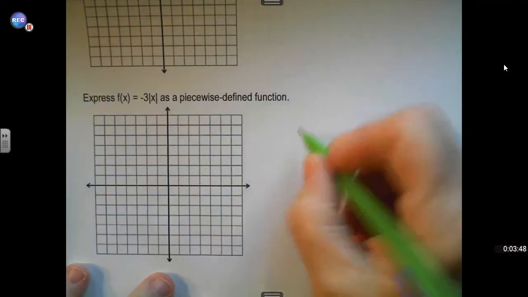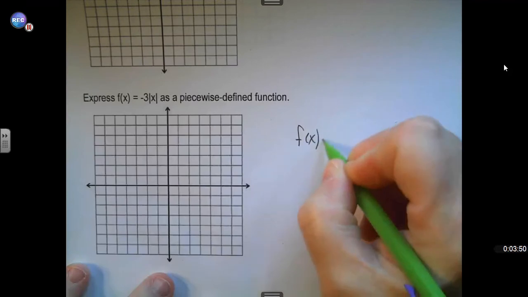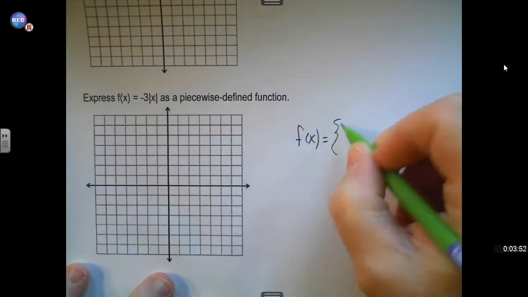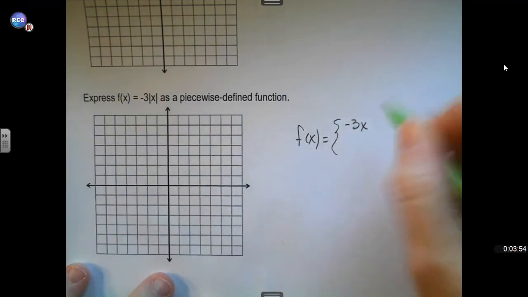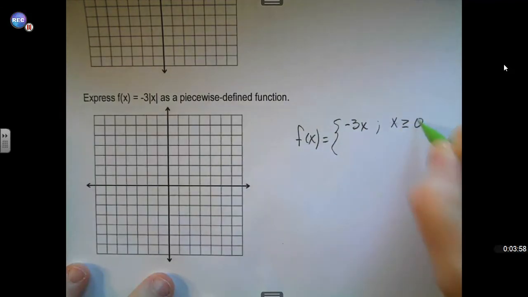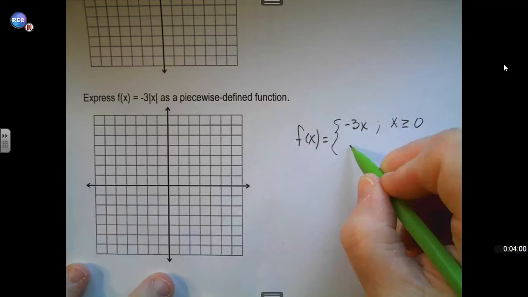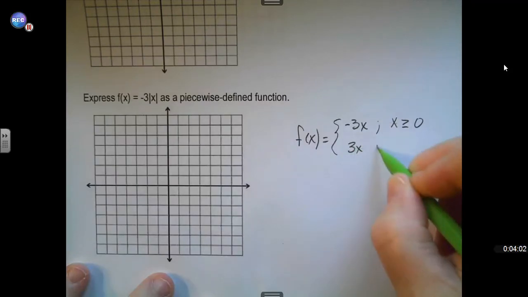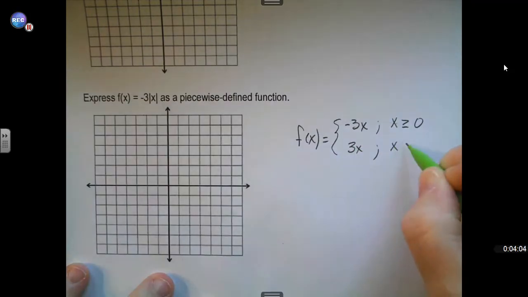Okay. So what if that coefficient out there is negative? Well, as I said, we start off with keeping it the same, so -3x, and when we keep it the same, x is greater than or equal to 0, and then the opposite of that would be 3x when x is less than 0.